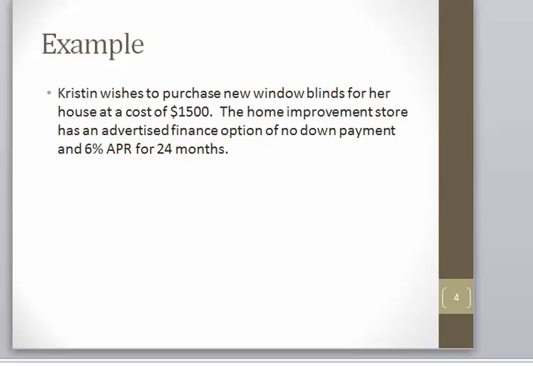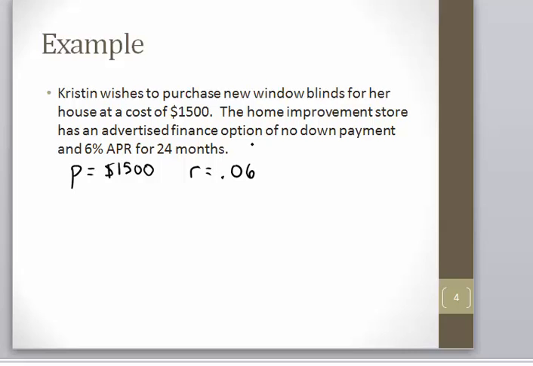So let's look at our example and let's identify what our variables stand for. Recall that P is the amount financed. So in our example, Kristen is going to finance the cost of the blinds, which is $1,500. So P will equal $1,500. R is the interest rate as a decimal. So we see that the interest rate is 6%, and 6% written as a decimal is going to be 0.06.